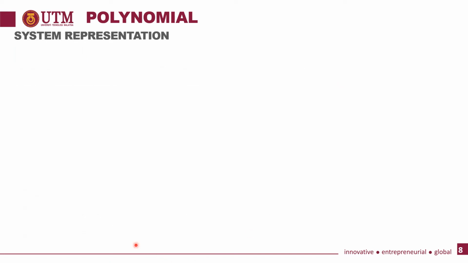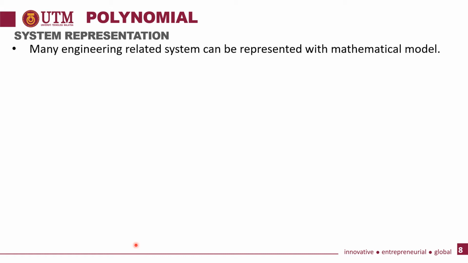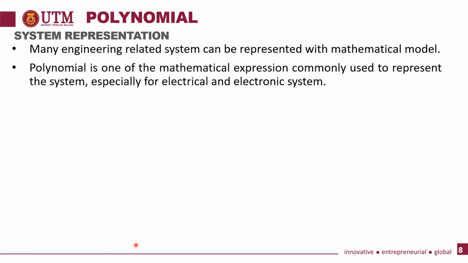Okay, so next is system representations. Many engineering-related systems can be represented with a mathematical model, and polynomial is one of the mathematical expressions commonly used to represent a system, especially for electrical and electronic systems. There are many types of mathematical expressions which are used, but polynomial is one of the expressions commonly used to represent a system with a mathematical model.